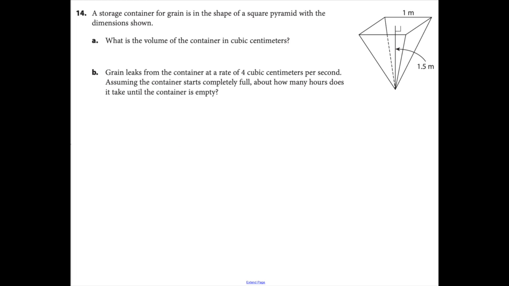All right, so let's take a look here. Basically what we want to do is get the volume. Remember, it's 1/3 times the area of the base times the height. Now the area of the base, since the length is 1, is 1 squared, which is 1, and the height is 1.5. So that would mean it's 1/3 times 1 times 1.5, or 0.5 meters cubed.